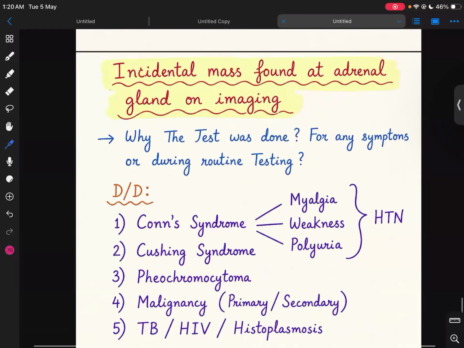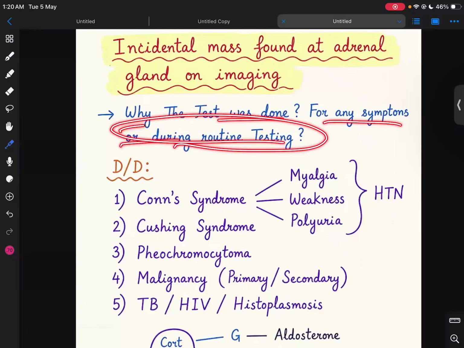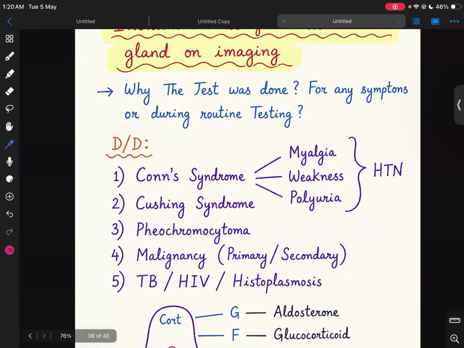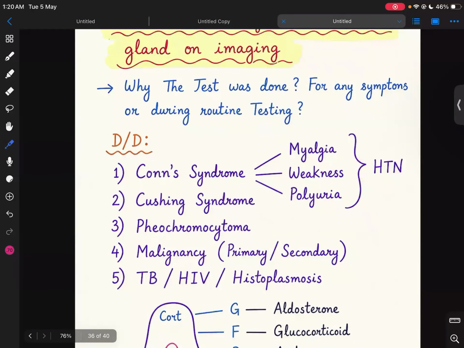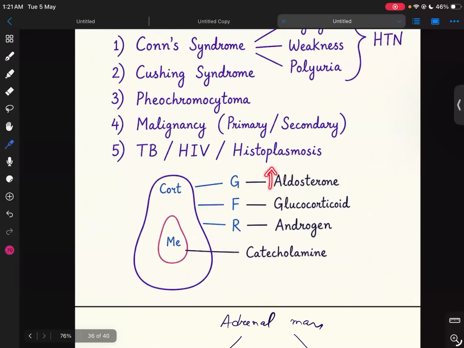So let's start with how to take history. We have to ask why the test was done: for any symptoms, during any pathology, or during routine testing. Then for this prompt, we can jump into the differential diagnosis. One differential diagnosis is Conn syndrome. In Conn syndrome, the patient has hypertension. Due to the excessive aldosterone, the patient will develop hypokalemia, because aldosterone causes excessive sodium reabsorption from the renal tubule and potassium loss through the urine.